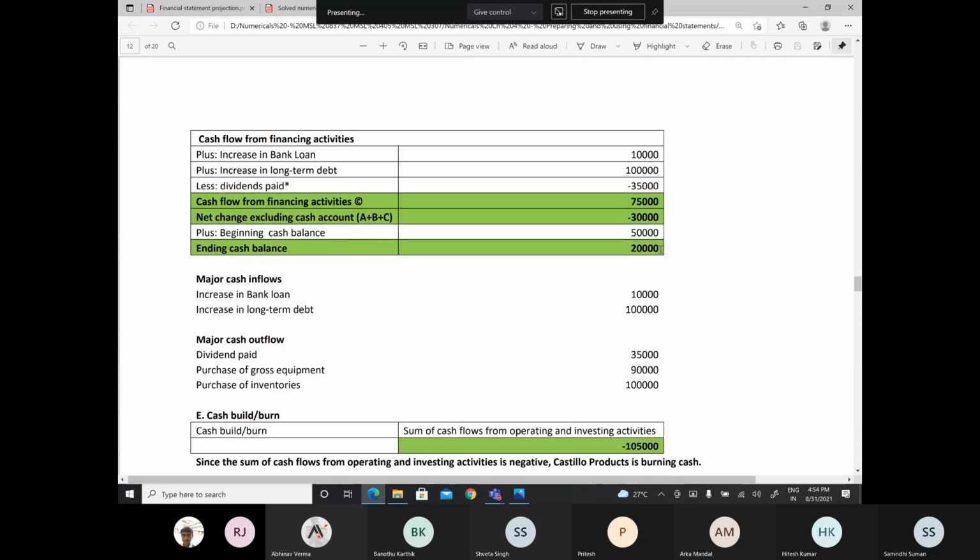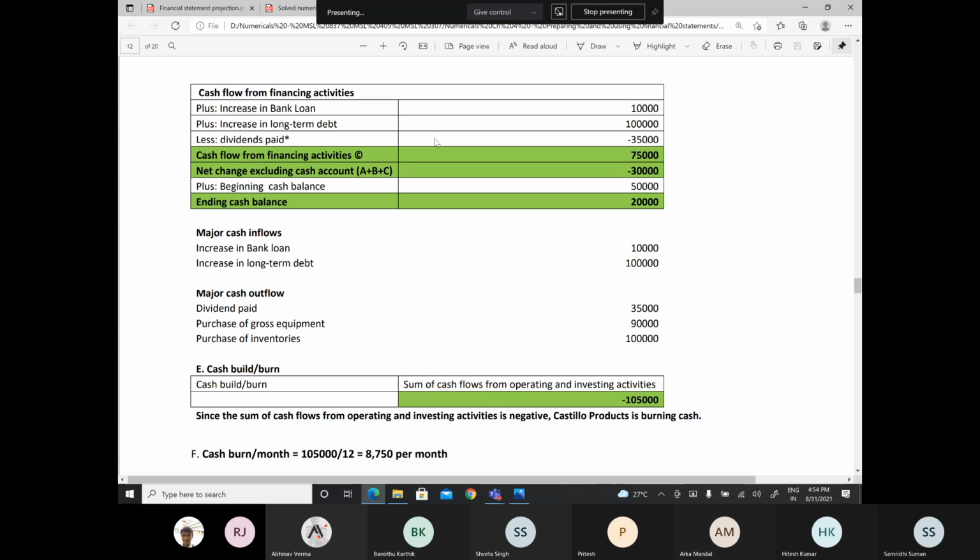Okay. Then the third part is cash flow from financing activities. We have increase in bank loan of 10,000. We have increase in long-term debt of 100,000, and we have dividends paid of 35,000, which gives cash flow from financing activities of 75,000. From this, we take out the net change excluding the cash account of minus 30,000, and we have the beginning cash balance of 50,000. So the ending cash balance with us remains at $20,000.